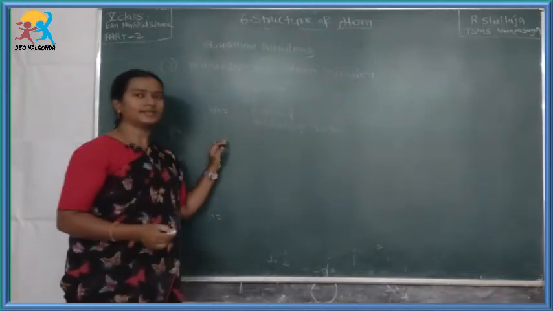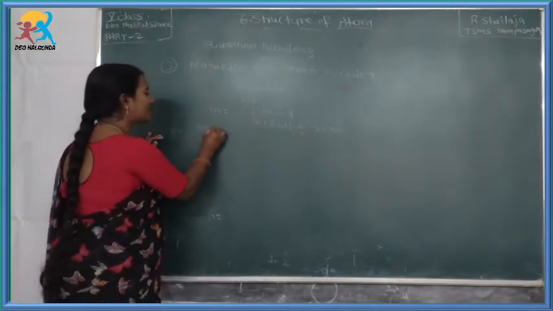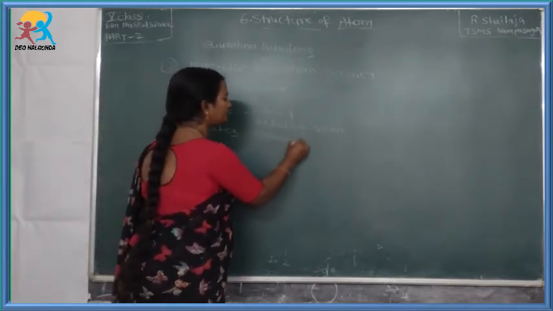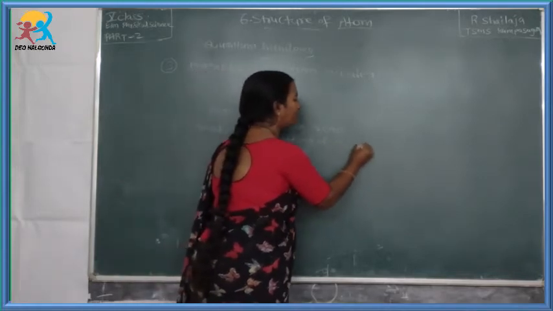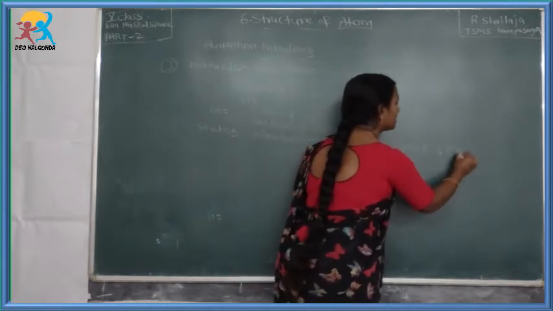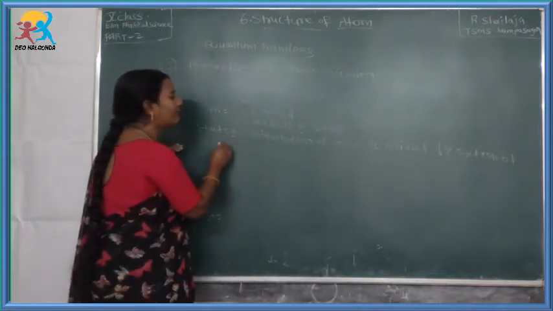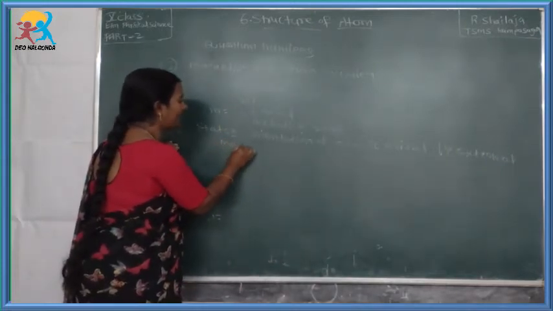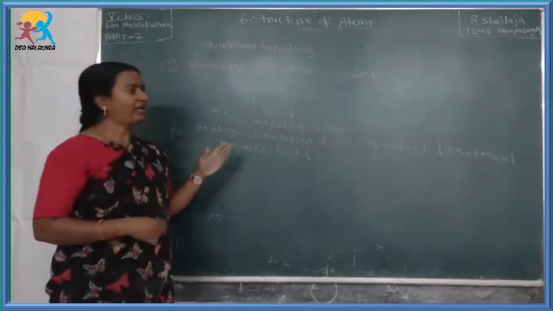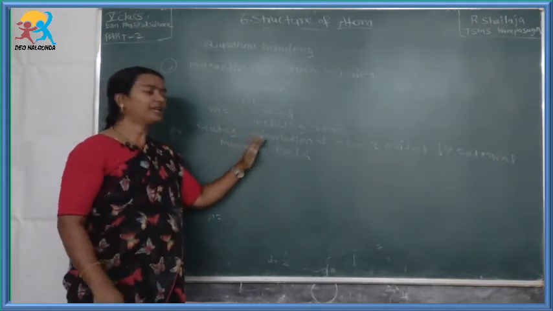Okay, including 0. What does the magnetic quantum number mean? It states the orientation of atomic orbitals by an external magnetic field. Okay, so if any atomic orbitals are affected by the external magnetic field, they are oriented in different directions.